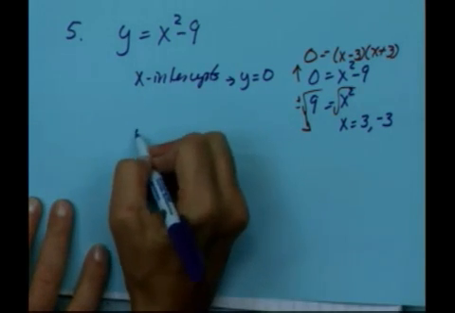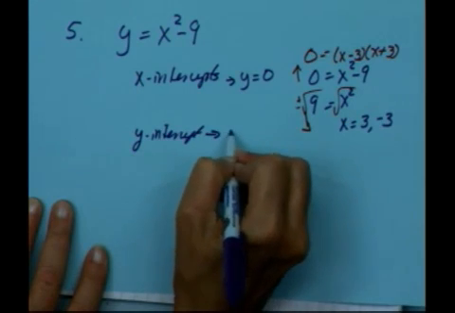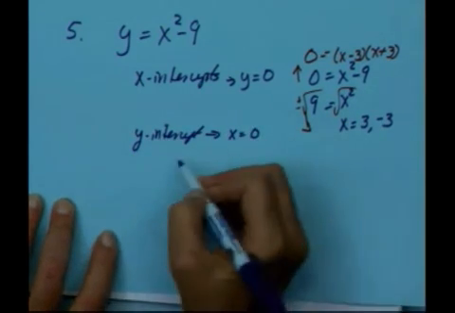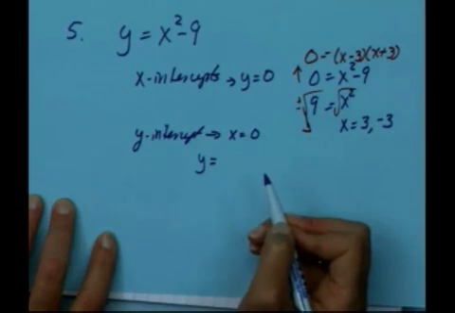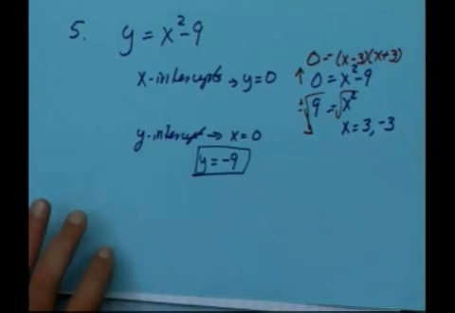Okay, for y-intercept, we're going to let x equal to 0. And that's an easy one. So what's my y-intercept? Negative 9. Negative 9. Let x be 0, y is negative 9.